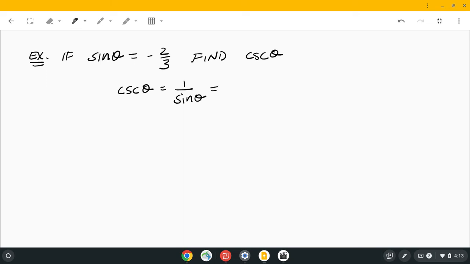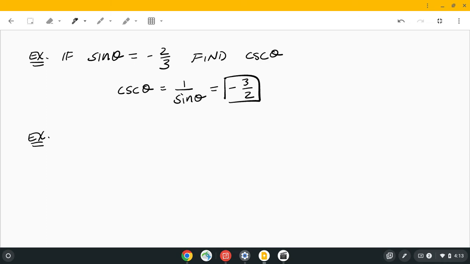If sine theta equals negative 2/3, find cosecant. We know that cosecant is the reciprocal of sine theta. So if I take the reciprocal of negative 2/3, then I get negative 3/2.